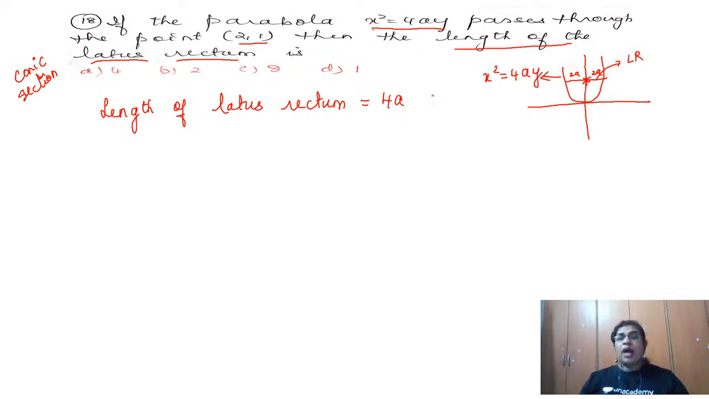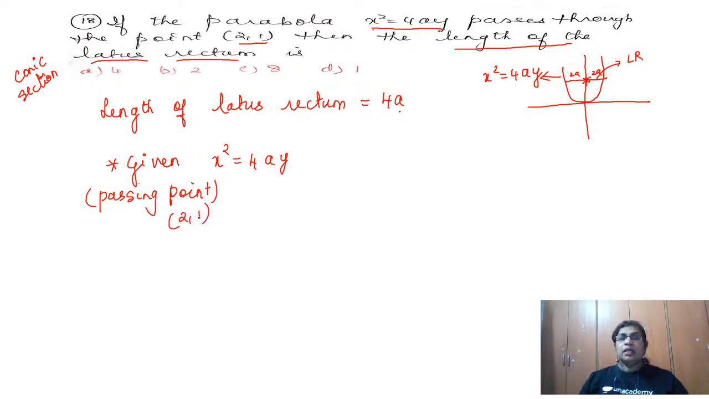Is that clear? Now if I want the length of the latus rectum, I want this a value. From where do I find this a value? I have the parabola equation. So they have given me the parabola equation: x square is equal to 4ay. Also they have mentioned the passing point. What is the passing point given here? The passing point is (2, 1). That means in place of x I have to substitute 2, in place of y I have to substitute 1.